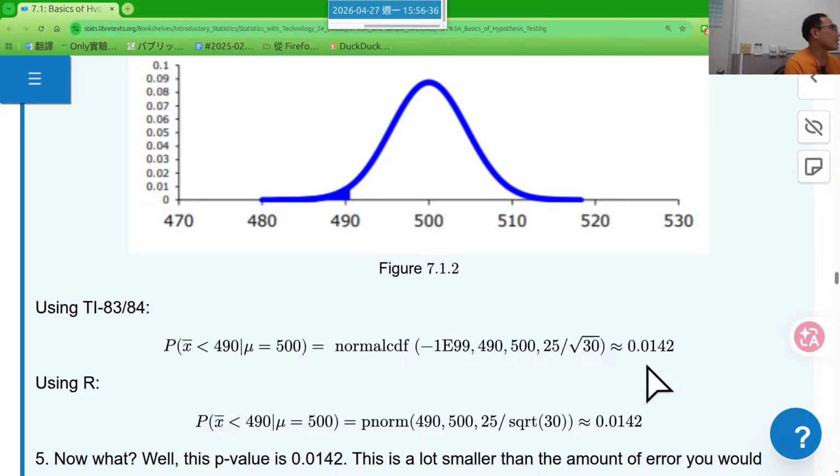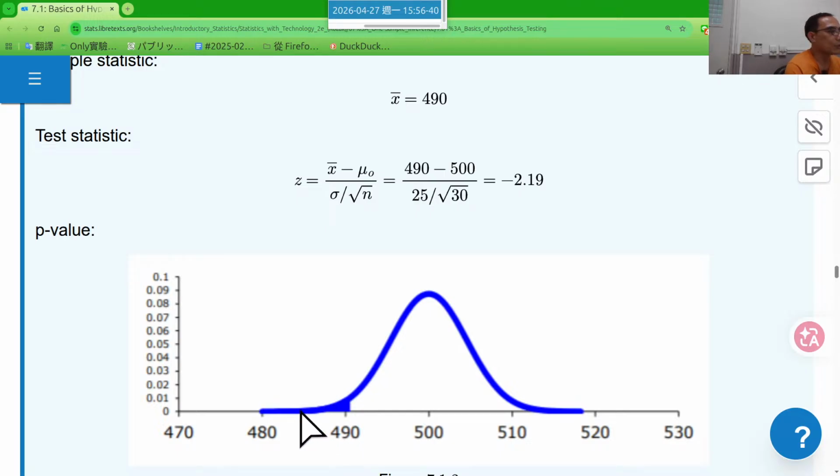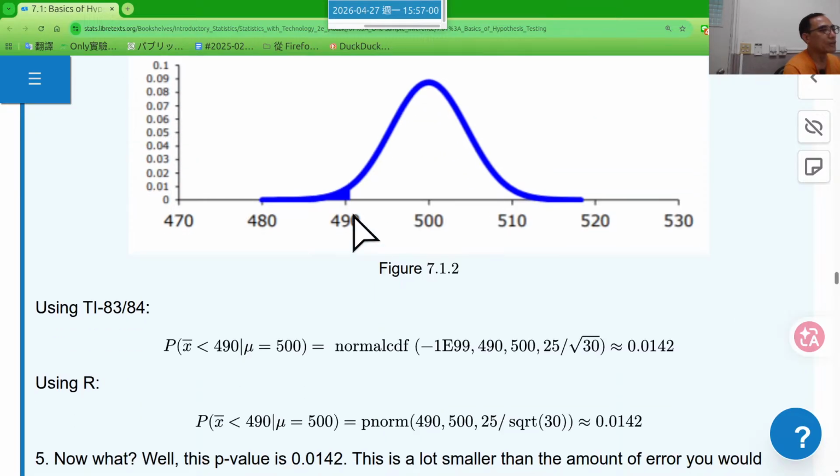Please use the z-score table to find the area to the left of minus 2.19. Okay, 1 minute, please. Use the table and find the location of minus 2.19 and find the area to the left, and tell me if the probability is very close to this one. 1 minute, please.